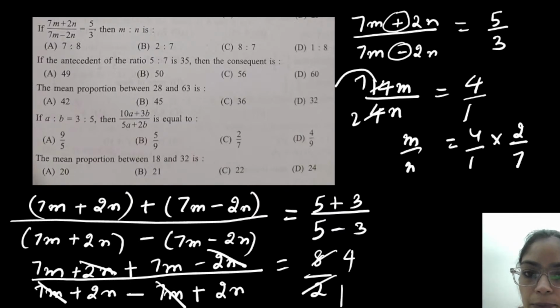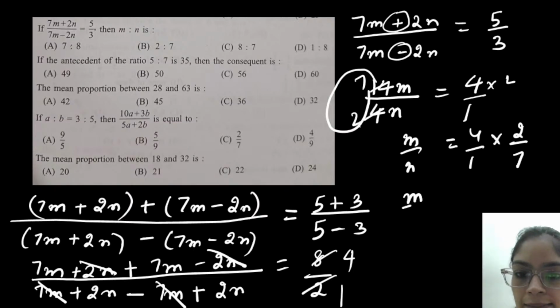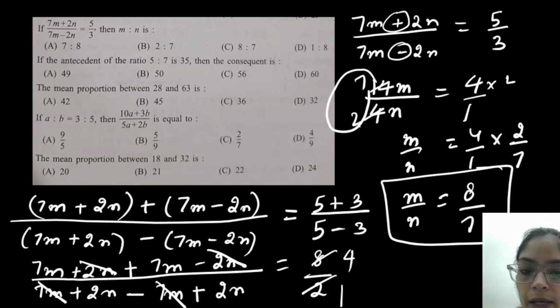Okay, so it's reciprocal, we have to write. So 2 will go at the numerator and 7 will come down here. So it is 8 by 7. Yes, 4 into 2, 8 and by 7. So m by n is 8 by 7. Yes. Okay, we have done it correctly. So the value of m by n is 8 by 7.